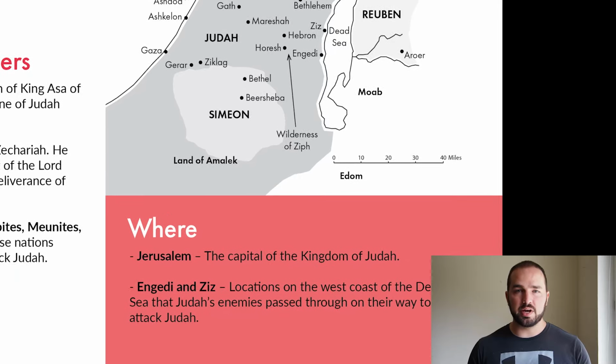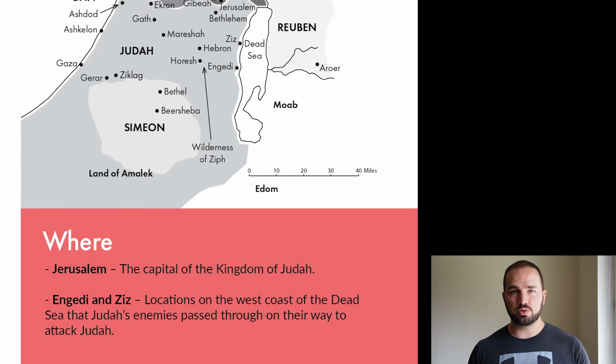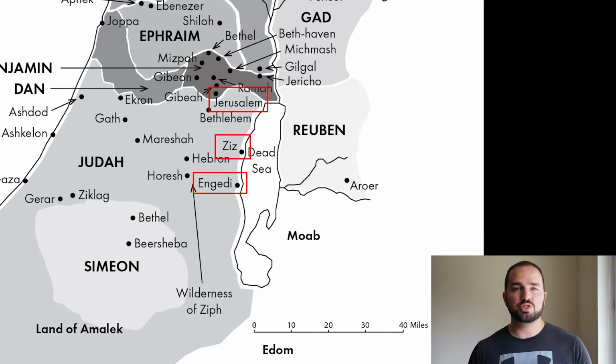Two or three locations to highlight here. First of all, Jerusalem. That's the capital of Judah. That's where the king was. And then two new locations, En Gedi and a place called Ziz, Z-I-Z. These are locations on the west coast of the Dead Sea, and Judah's enemies passed through these locations as they were coming up to Judah to attack them.